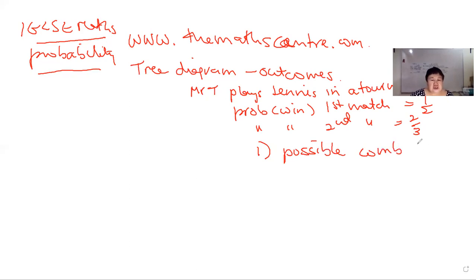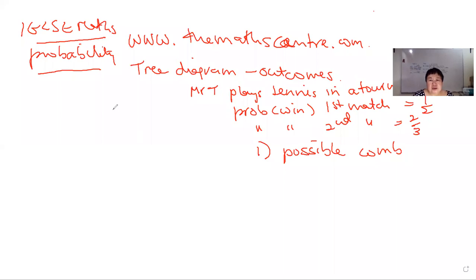So the possible combinations will be... They're asking you for the possible combinations, and also the second part of the question asks: find the probability that Mr. T wins both matches.